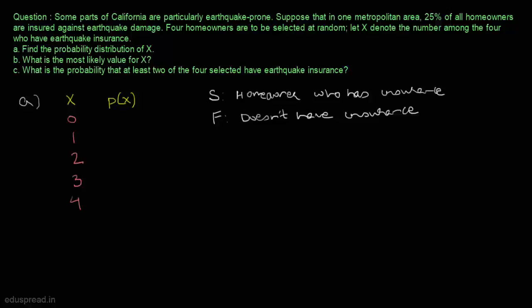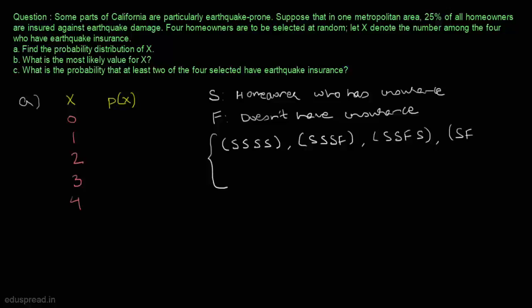So we are selecting 4 homeowners at random. So it could be the case that all of them have insurance. So SSSS. This denotes that the first person has insurance, the second has insurance, the third and the fourth as well. Or it could be the case that the first 3 have insurance and the fourth one does not. Or say the first 2 have insurance, the third one does not have insurance, and then the fourth one has insurance. And similarly, we can write all the possible outcomes that we could have.